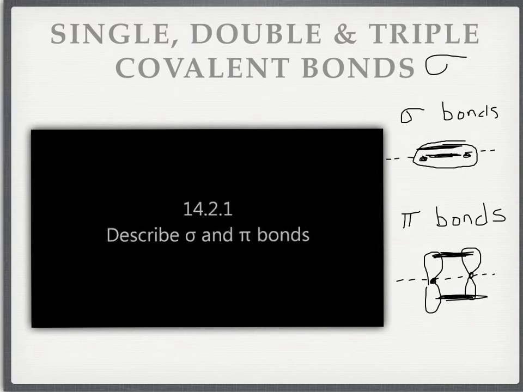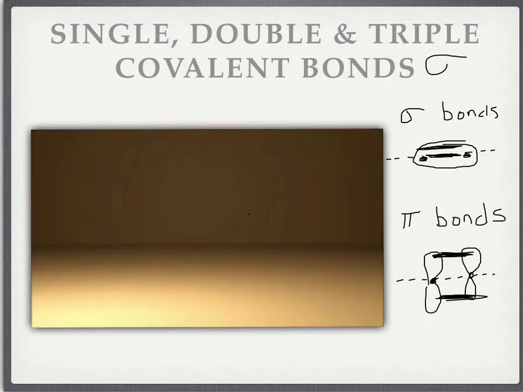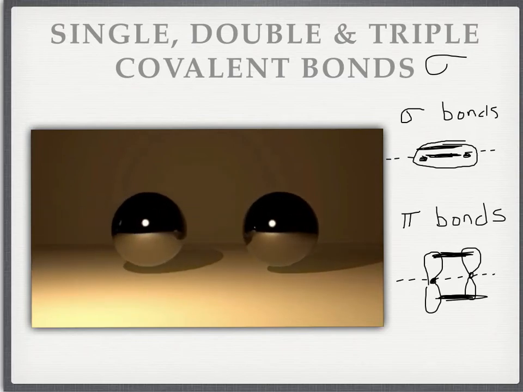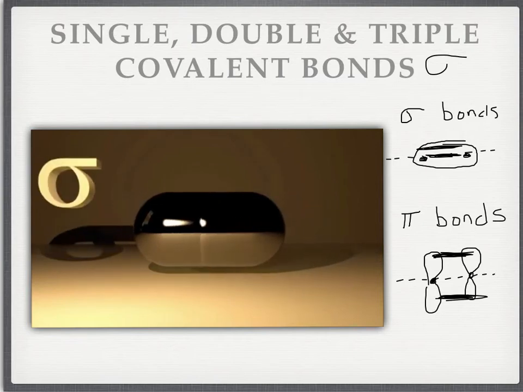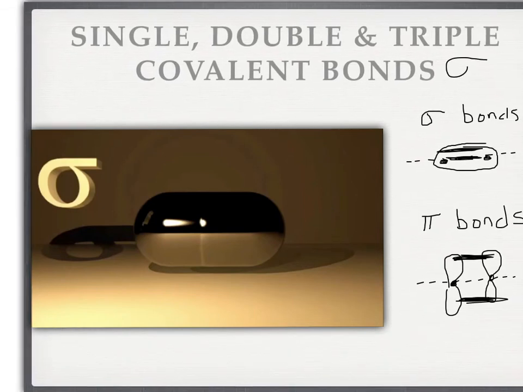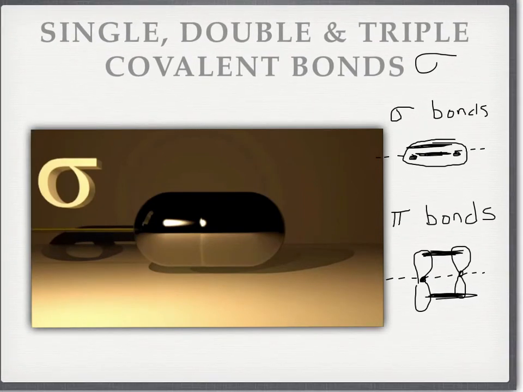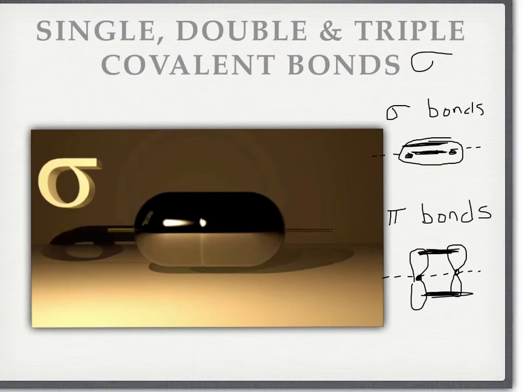Describe sigma and pi bonds. Well, if we imagine two hydrogen atoms, you can see their s orbitals there. Remember, s orbitals are spherical. When they react to form the molecule H2, they form a single covalent bond, which is called a sigma bond. All single bonds are sigma bonds. And all sigma bonds go along the internuclear axis.